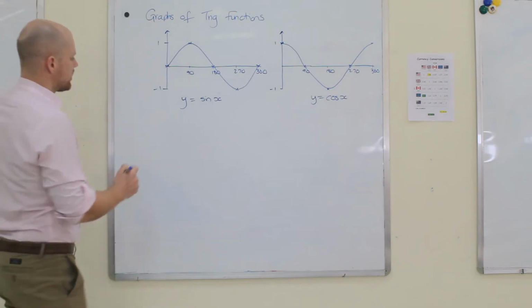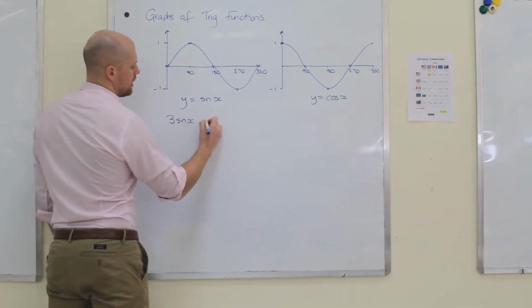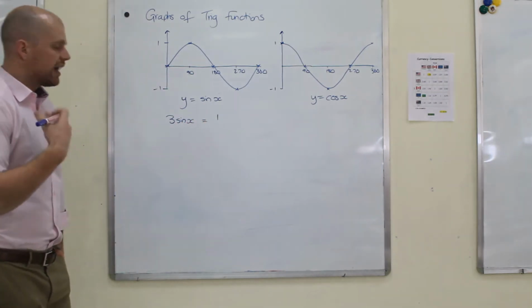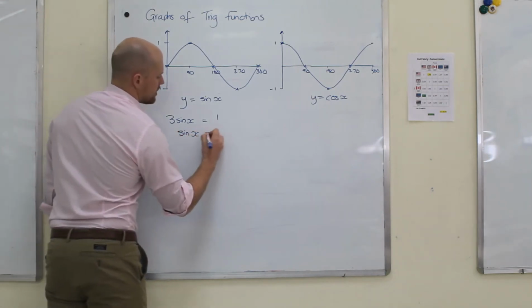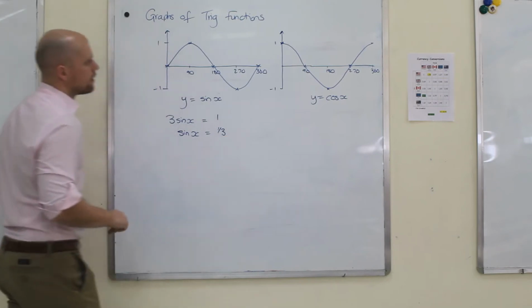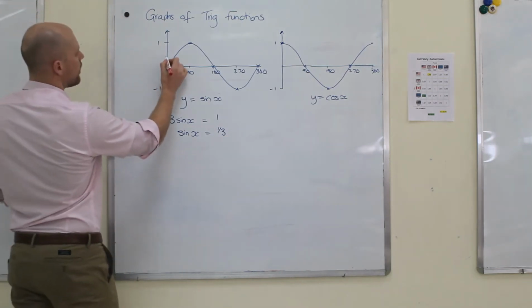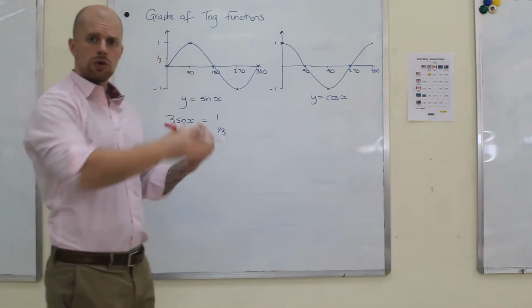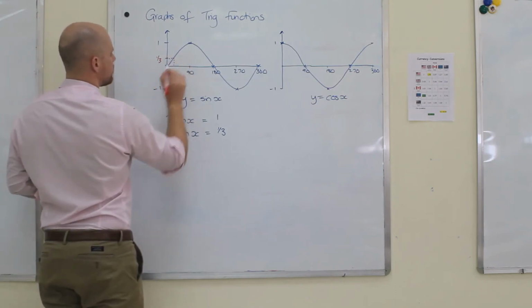Let's start with, for example, 3 sine x equals 1. I can first off divide, so I need to find sine x, which is 1/3. Sine x being a third would come through at about here somewhere, there's a third. So I'm going to go, like I would do with any normal graph, along and down. Come along to here and go down.